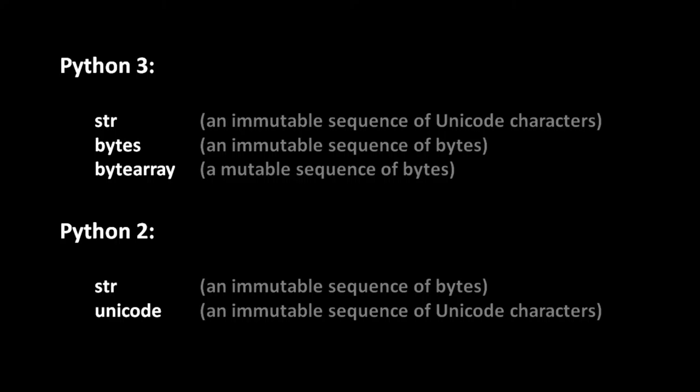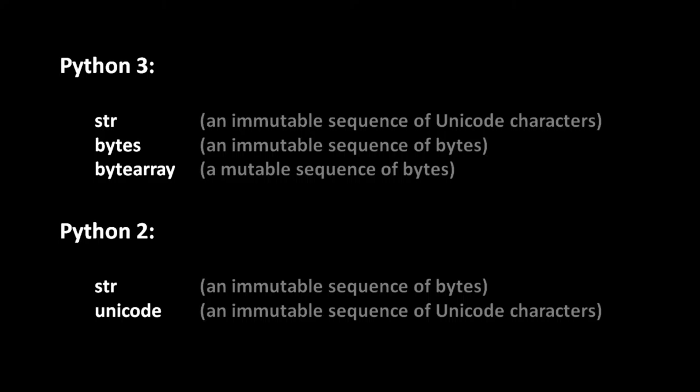Unfortunately, the way things work in Python 2 tend to make this much more confusing. In Python 2, the default string type, str, the type of object you get when you express a string literal, is not actually a sequence of Unicode characters, but rather just an immutable sequence of bytes. So it's actually the semi-equivalent of Python 3's bytes type. If you wanted an immutable sequence of Unicode characters in Python 2, there's a separate type for that called unicode.